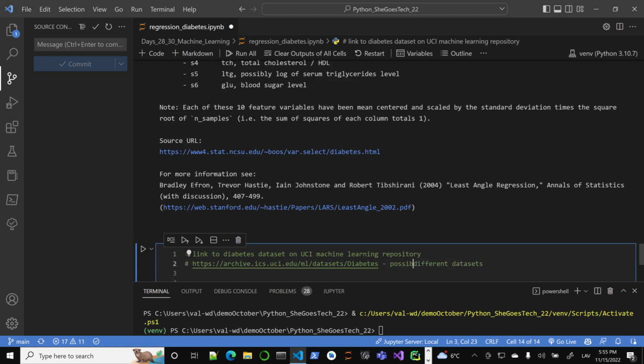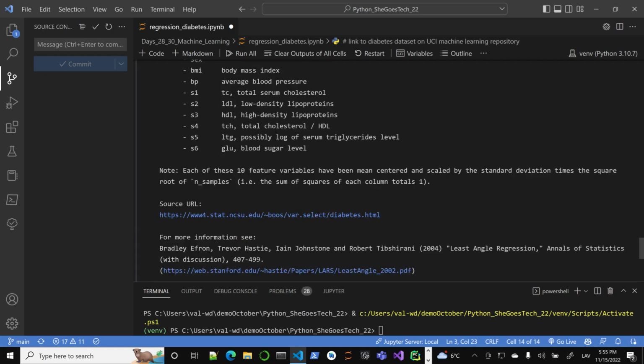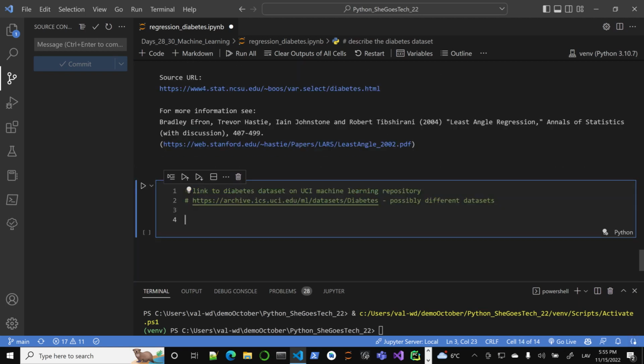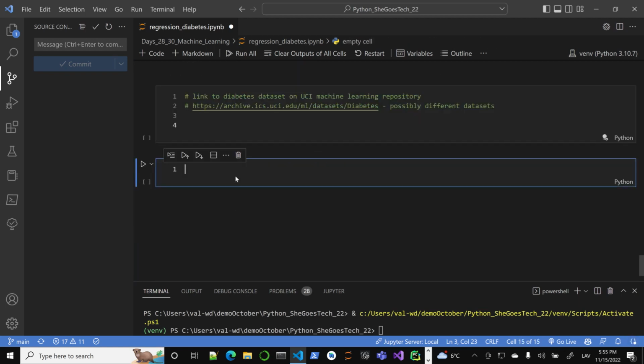I think it might be the same, and it just has more. This has more compressed data. It's not mentioned. So yeah, this is an important point. You noticed how we did it. Let me describe this, so let's call describe.